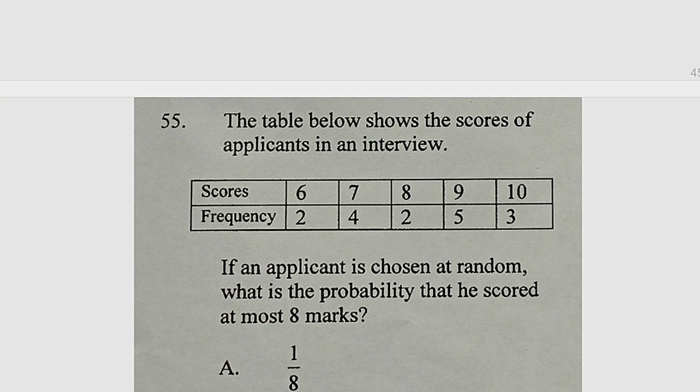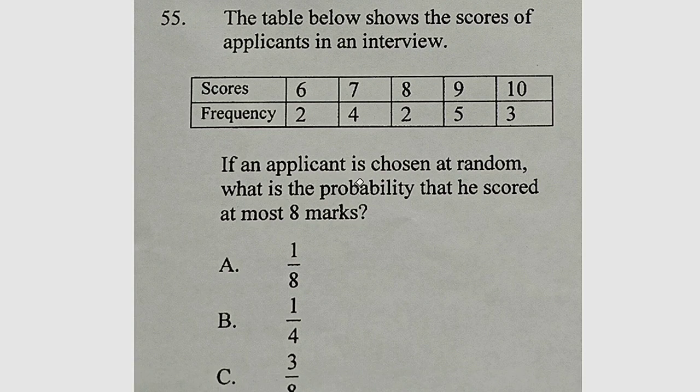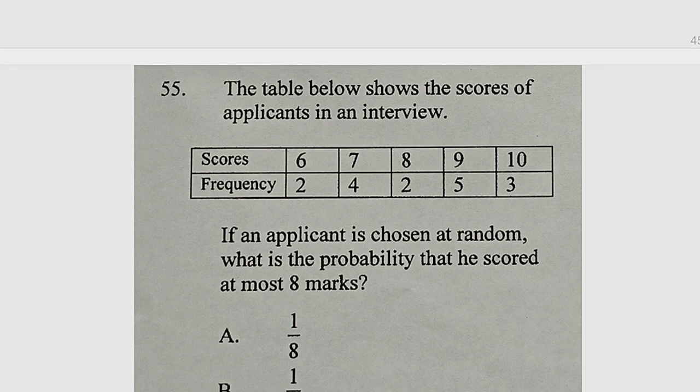Question number 55. It reads, the table below shows the scores of applicants in an interview. You can see their scores here and their respective frequency. If an applicant is chosen at random, what is the probability that he scored at most 8 marks? What is this at most? It means less than or equal to. So we're looking for the number of candidates that scored within 0 and 8. That is any mark equal to 8 or less than 8.